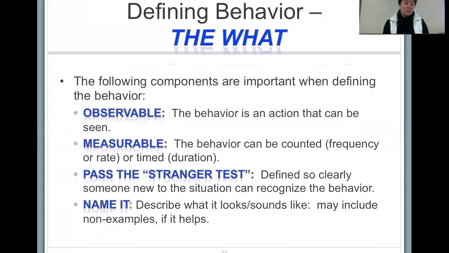There are 4 components to consider when operationally defining behavior. They are observable. The behavior is an action that can be seen or observed. Measurable. The behavior can be counted or timed. Pass the stranger test. The behavior should be defined so clearly that someone new to the situation can recognize the behavior. And name it. Describe what it looks or sounds like. It may include a non-example of the behavior if it helps.